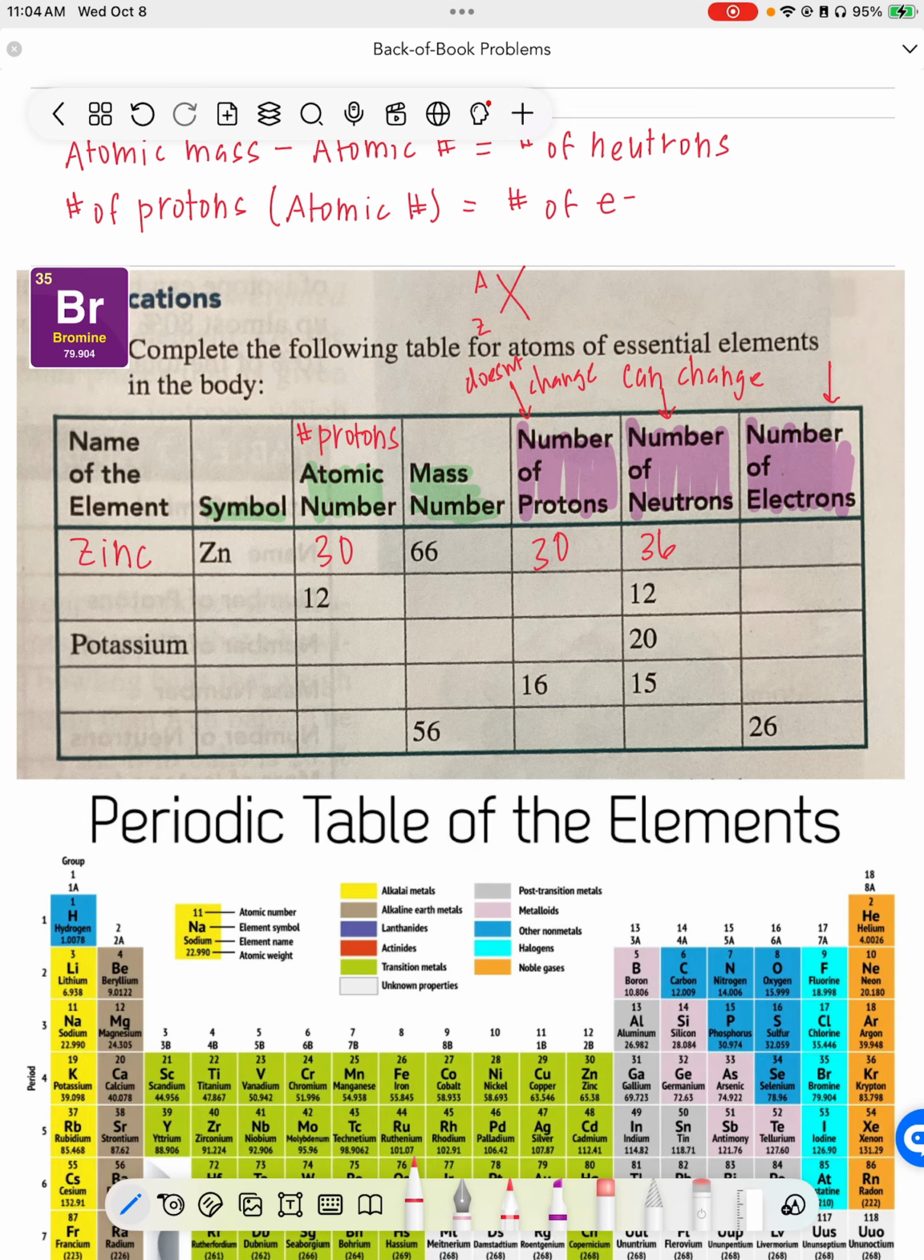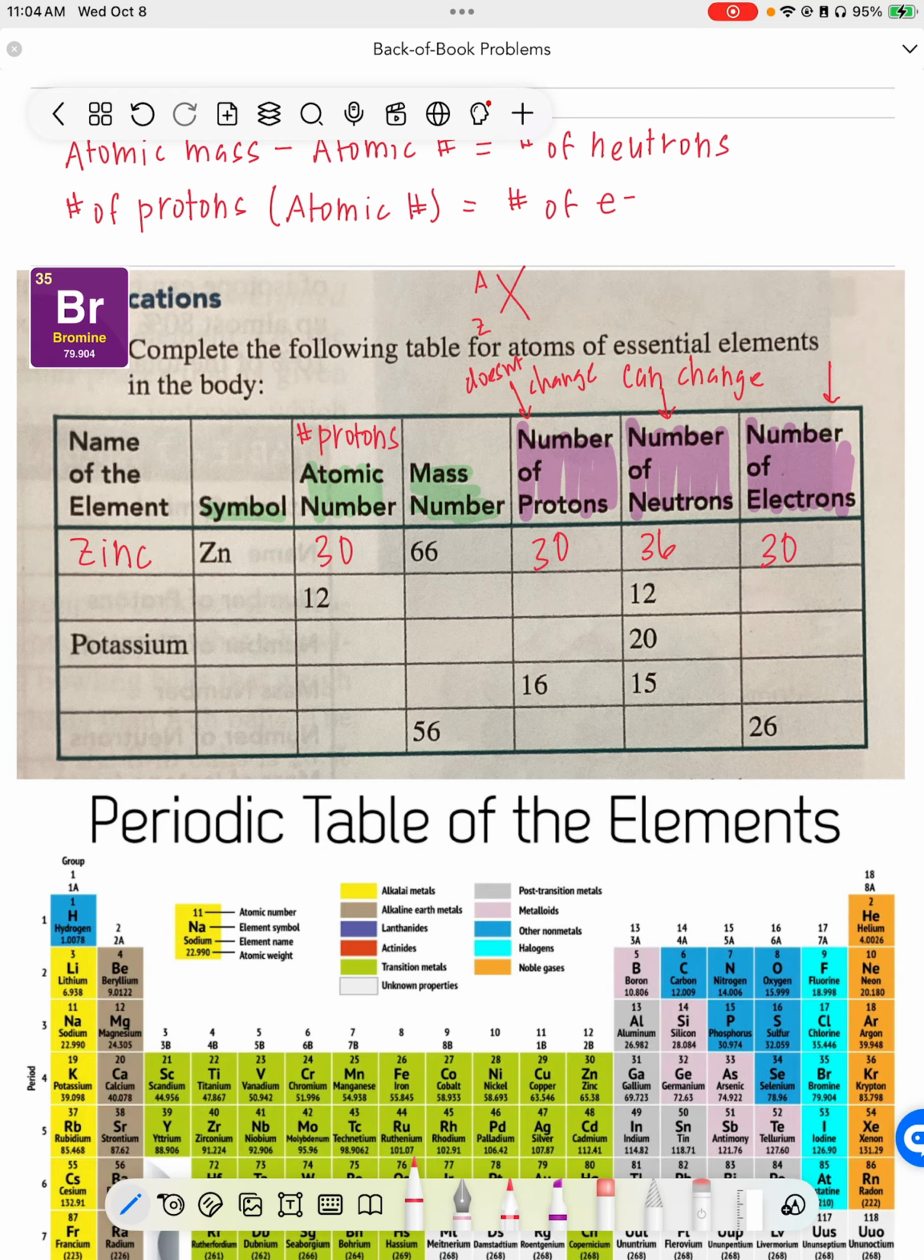Now, the number of electrons in these neutral elements, when zinc is hanging out by itself, will always be the number of protons, which is also the atomic number. So here I have number of protons, or the atomic number, equals number of electrons. So if we have an atomic number of 30, how many electrons does zinc have? He's going to have 30 electrons.